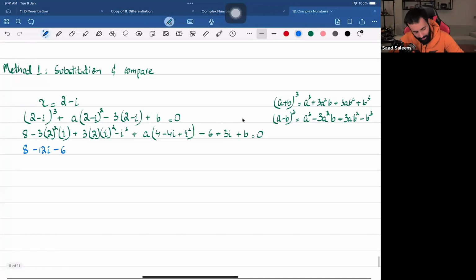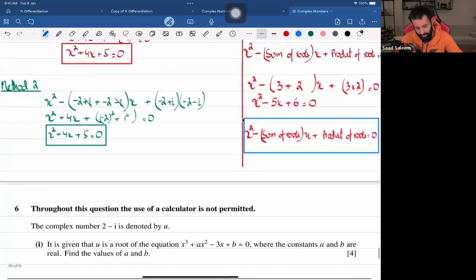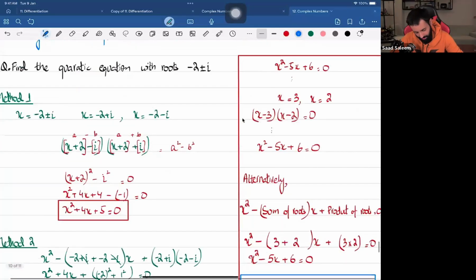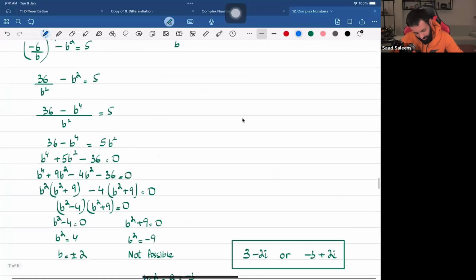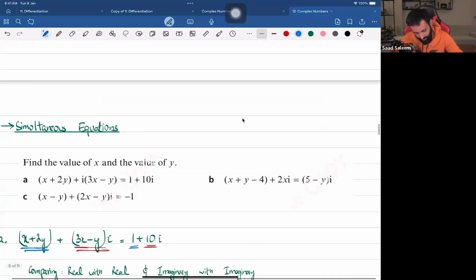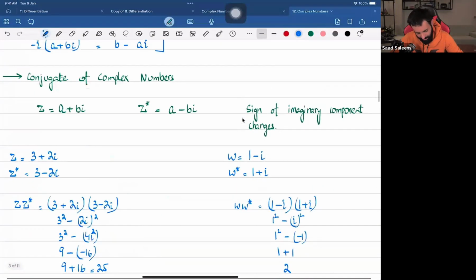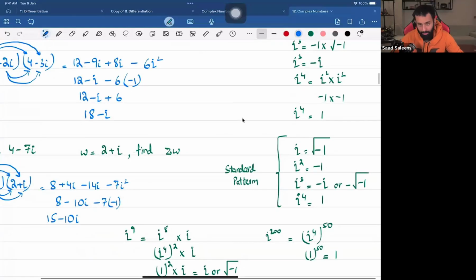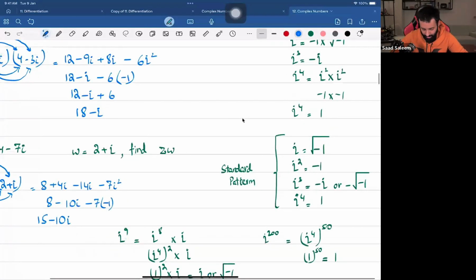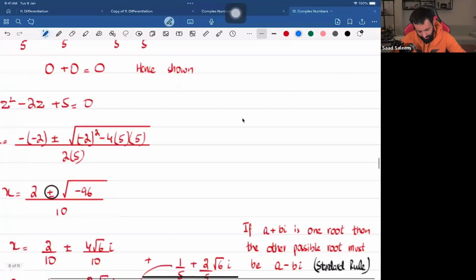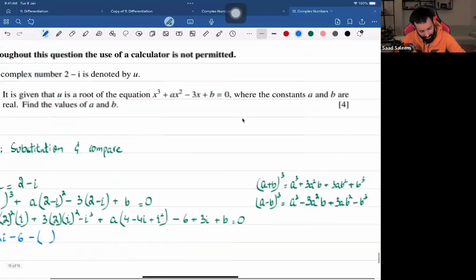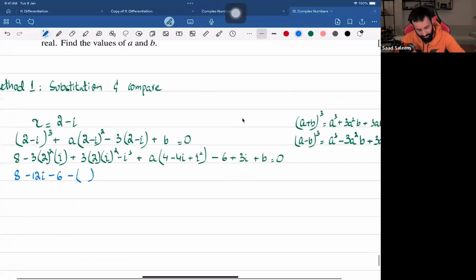What is iota cubed? Does anyone remember? Let's go back. Remember, minus iota. That's correct. In case you've forgotten, you can always refer to the notes, although make sure that you have it memorized eventually. So iota cubed is the same as minus iota. So we have one minus sign from the expansion and one minus sign of what iota cubed is equal to. So this will be equal to minus iota.